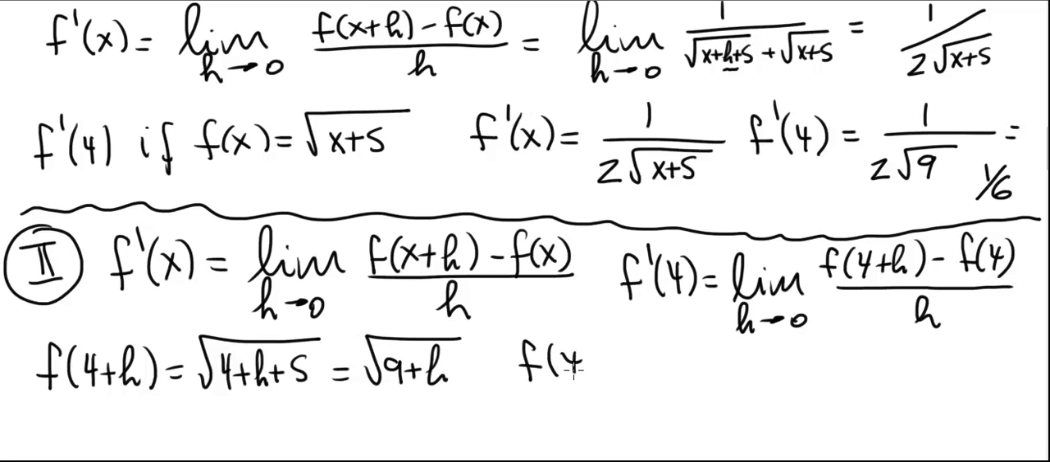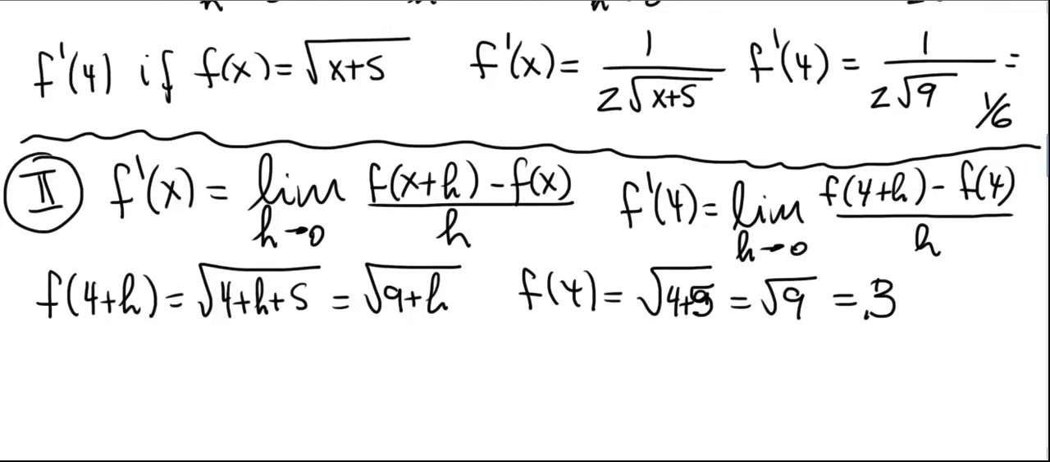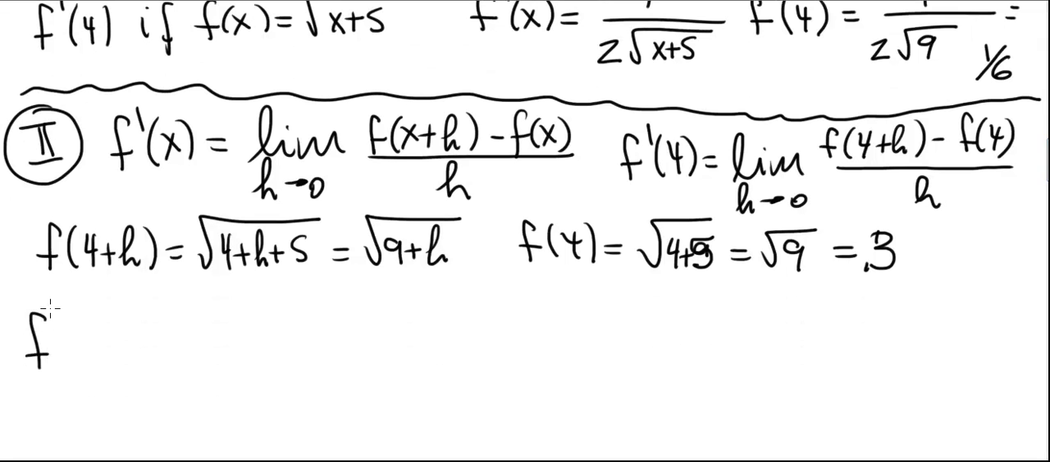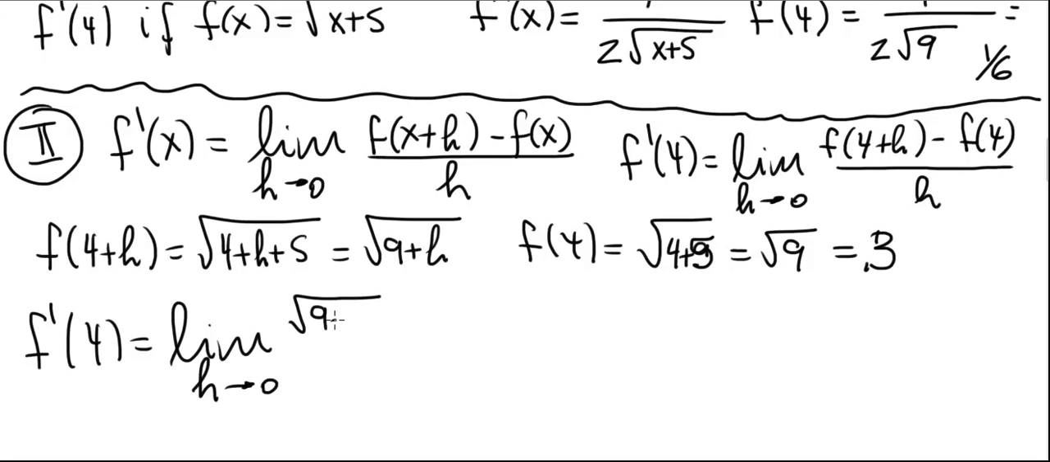and f of 4 is equal to square root of 4 plus 5, which is square root of 9, and that's equal to 3. Okay, so now we can compute the value of f prime of 4. It is equal to the limit as h approaches 0 of f of 4 plus h, which is the square root of 9 plus h, minus f of 4, that's 3, divided by h.